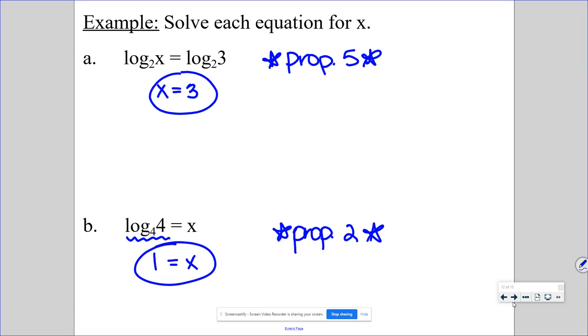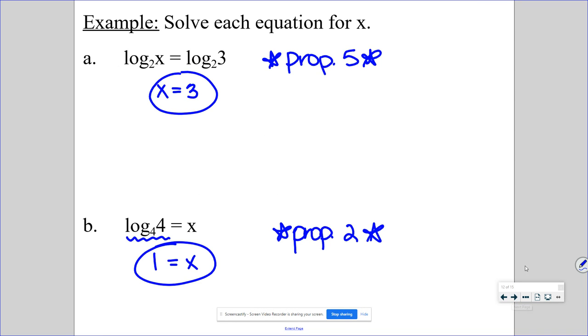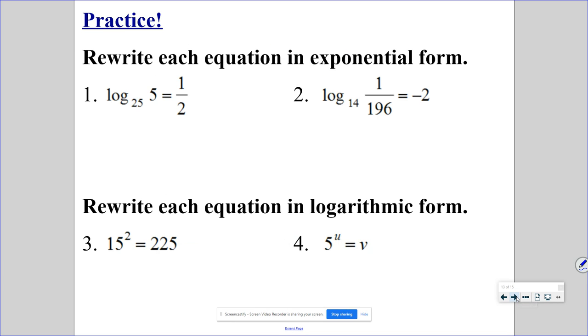You don't have to memorize these properties, by the way. They don't really have names like property number 1 or 2. It's just what I'm referring to in this notes lesson.